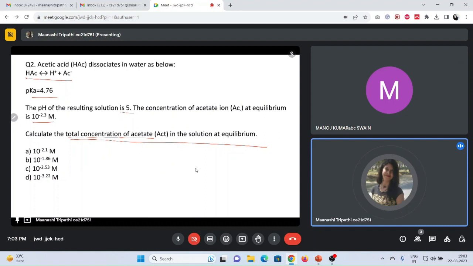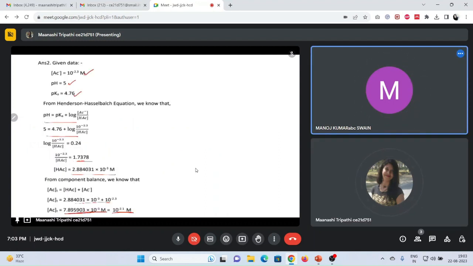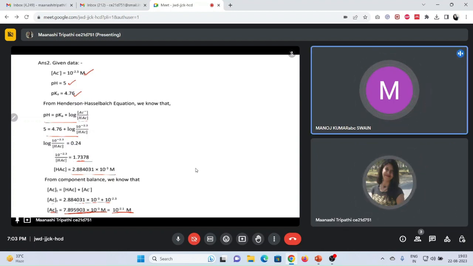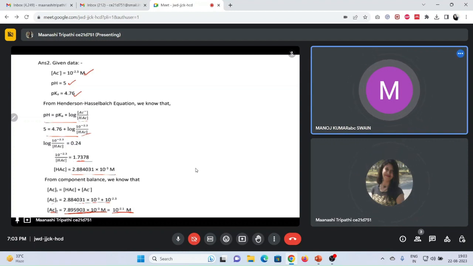Shall I show you the solution? So this is the solution. We have everything. We just need to calculate the total AcT value. Here we have to be very careful whether the question is asking about HAc or total Ac, because some students will leave it.